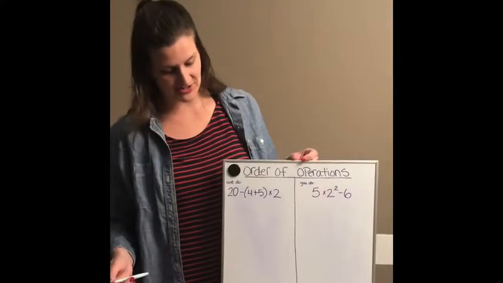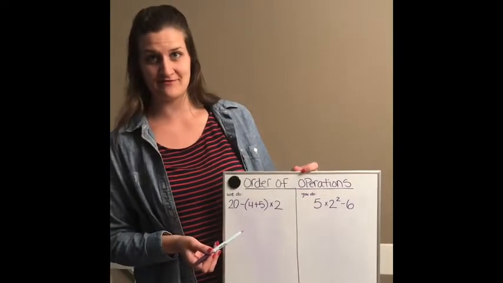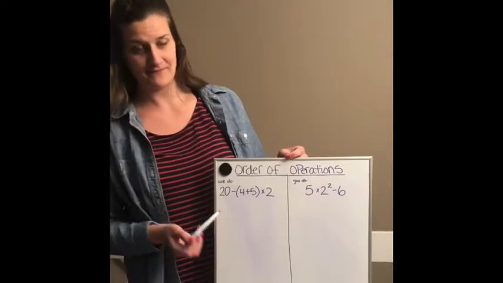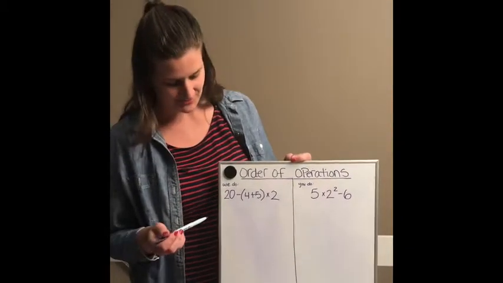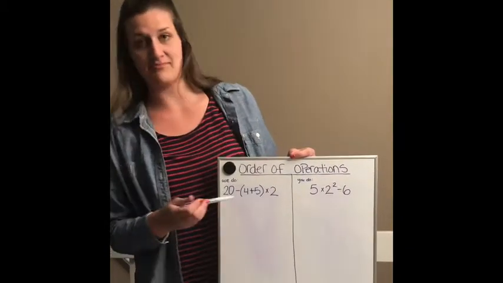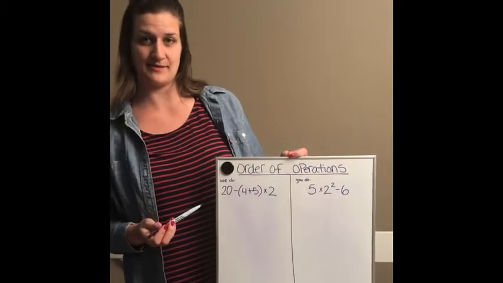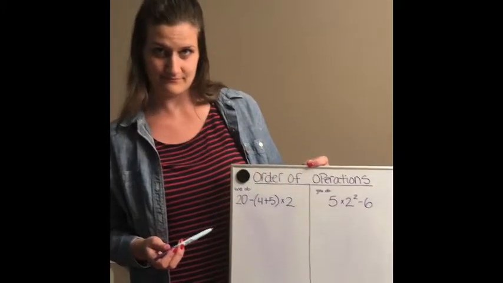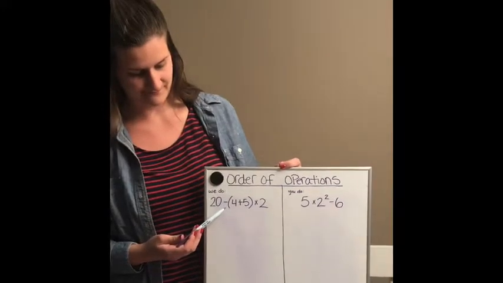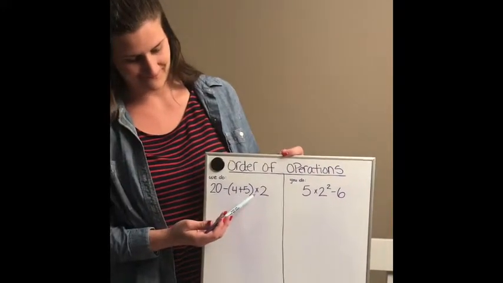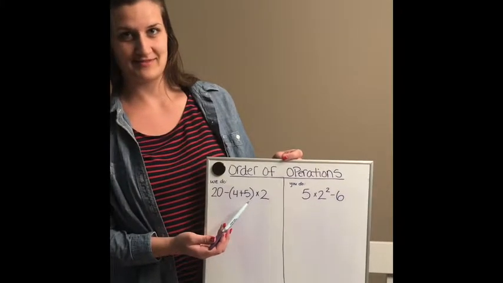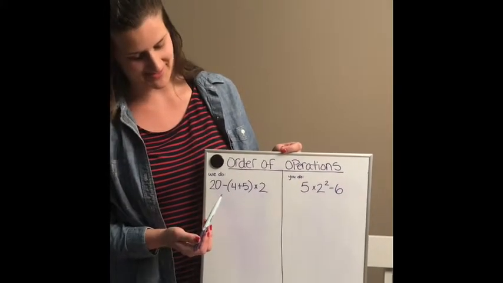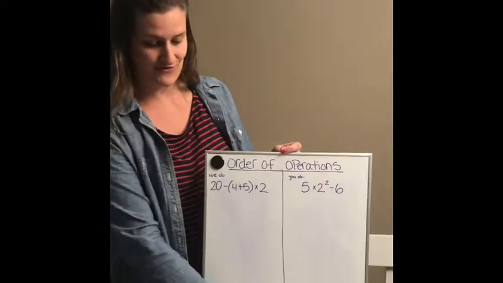Yes. So now what we're going to do is we're going to do an example together, and you're going to walk me through each step, and then you'll try one on your own, and then we'll go over it as a class. So, Jimmy, can you tell me what kind of operations do we have in this first example? Subtraction, addition, and multiplication. Good, and one more. Parentheses. Parentheses, good.